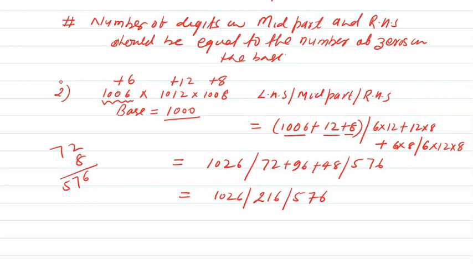Now if you look at the base here, the base here is 1000 and it has 3 zeros. So the middle part should have 3 digits and the right hand part should have 3 digits. So the correct answer is 1026216. I hope it made sense to you. Okay, so let us take the third example.